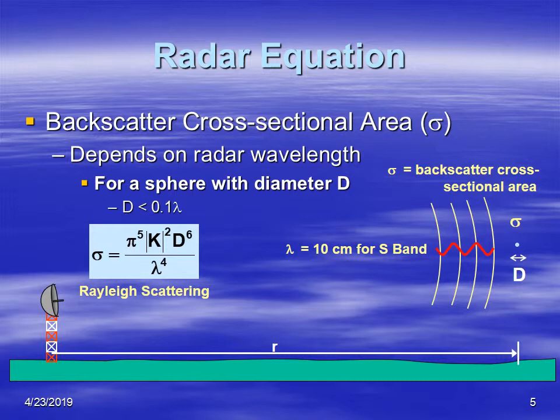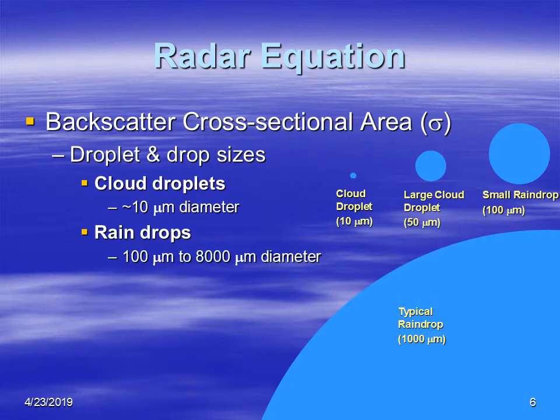That means Rayleigh scattering, or the backscattering that we get from these small objects in our atmosphere, is a function of this equation, the backscattering cross-sectional area equation for Rayleigh scattering, which, as you can see, is kind of complex. You've got pi raised to the 5th power. You've got this thing called K raised to the 2nd power. D, which is the diameter of the droplets or aerosols or whatever is in the atmosphere out there, is raised to the 6th power. All that is divided by the wavelength of the radar raised to the 4th power.